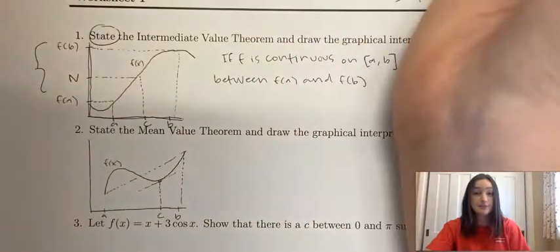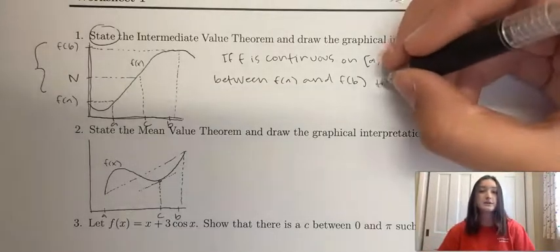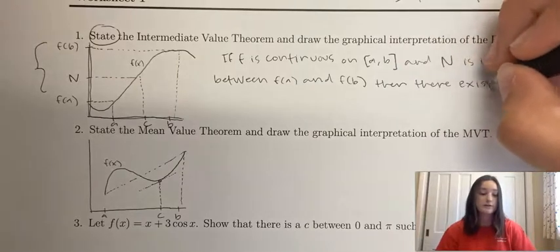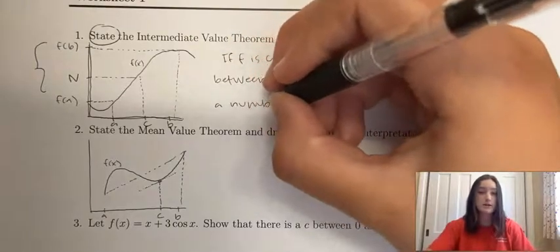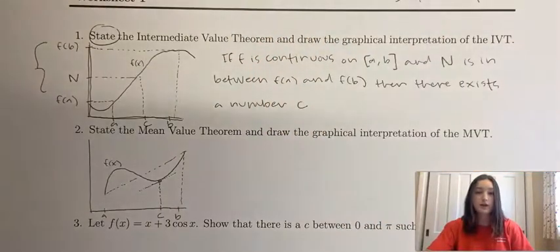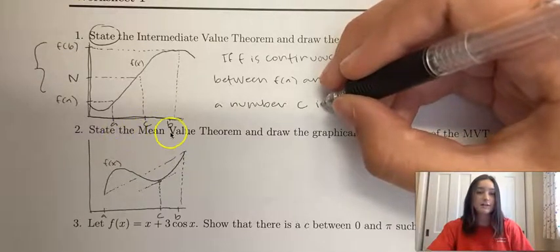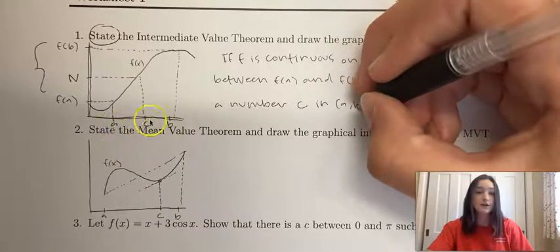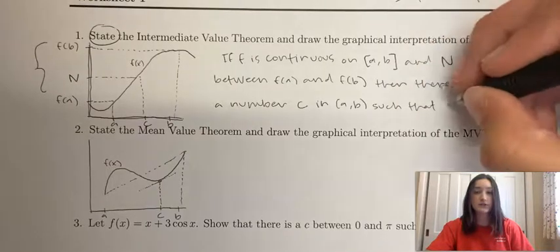And then this last part of the sentence is where IVT really comes in, because this is when you're actually writing out the existence of a number. So what you're going to write is, then there exists a number c in the interval a to b. I'll point that out on the graph as I'm writing it. There's that c in between a and b. So you're proving with IVT the existence of an x value, and in this case that x value is called c. And then to finish it off, you say such that f of c equals n.